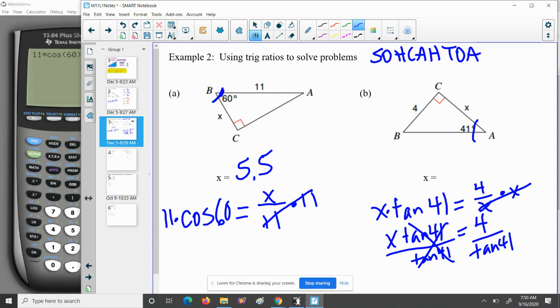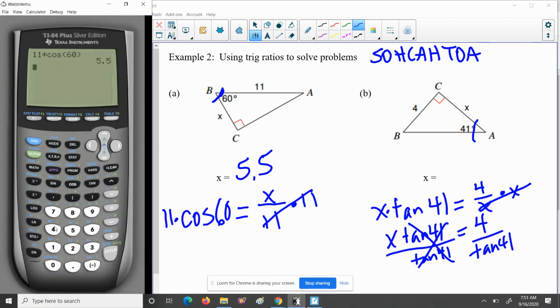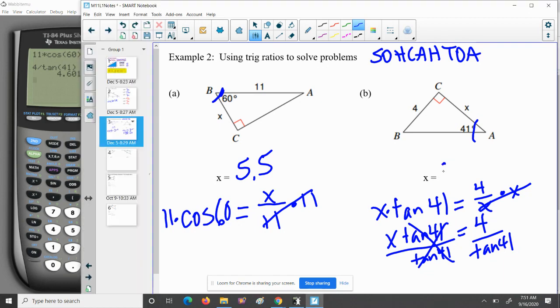So we want to type 4 divided by tangent of 41 into our calculator. Let's take a look and see what that would be. 4 divided by tangent of 41, and that gives us 4.601. Okay, so we know now that x is 4.601.